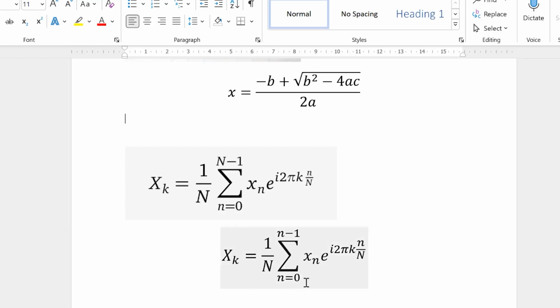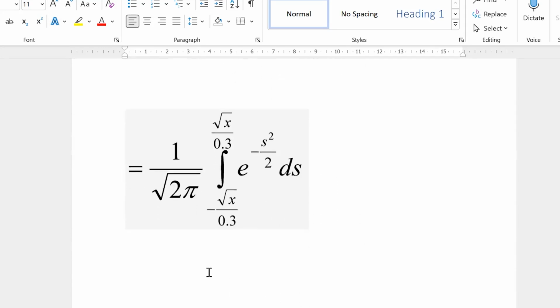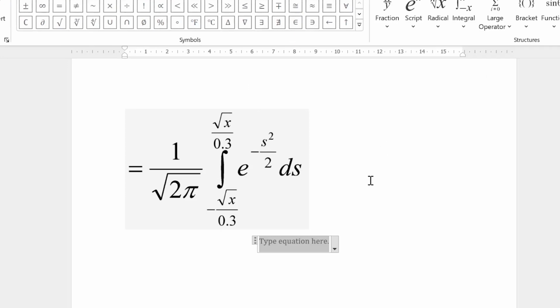So I think this kind of makes it interesting, and it depicts everything as it is in the equation. Next, we write the last one, which is this complex one. So all you need to do is to start by writing equal to this fraction, and then this integral sign with the limits, and then this exponential sign with the superscript, and then this ds. So all we need to do is to come to Insert and come to Equation, and then we can put the equal sign and do that from the keyboard as well.